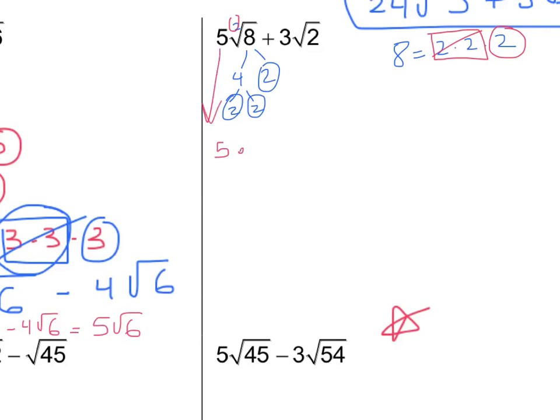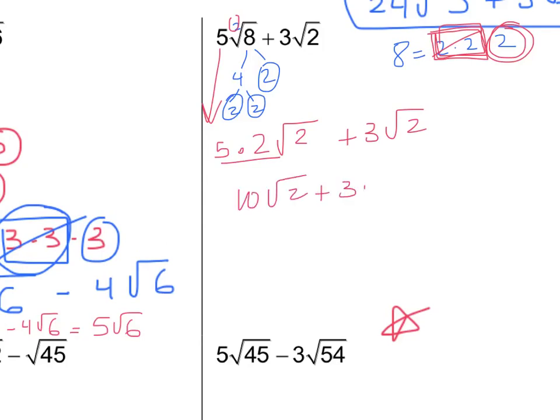times whatever radical 8 is. Now, square root of 8 is 2 radical 2, since we have this, and the radical 2 stays inside the radical, plus 3 radical 2. So 5 times 2 is a 10 radical 2 plus 3 radical 2. And since they are like terms, you can combine them to get 13 radical 2.